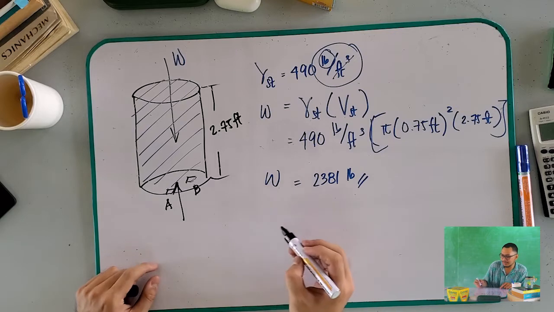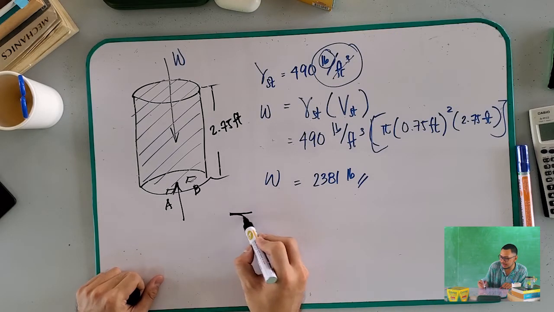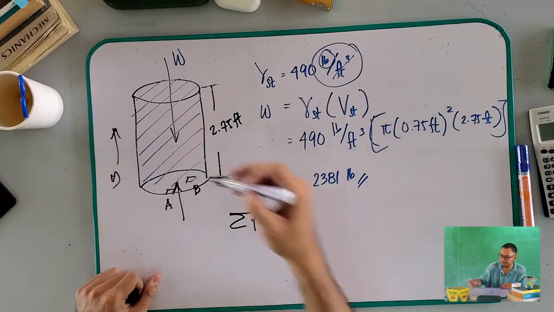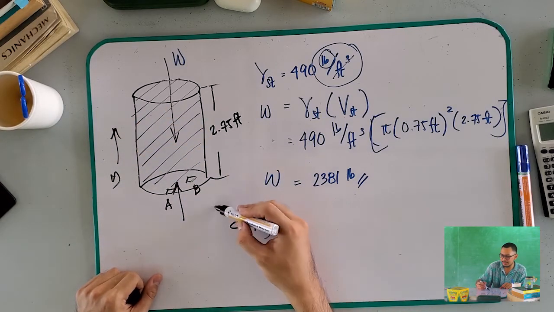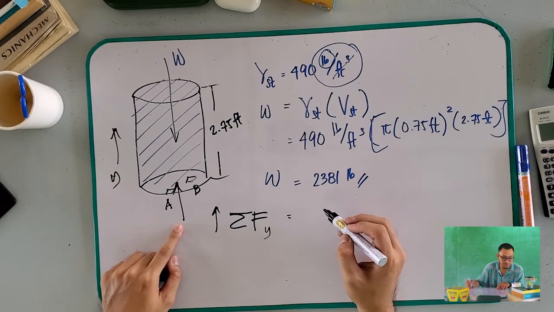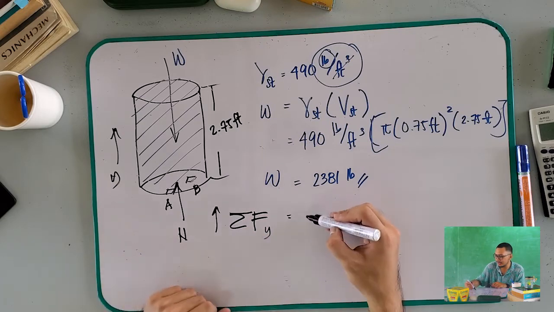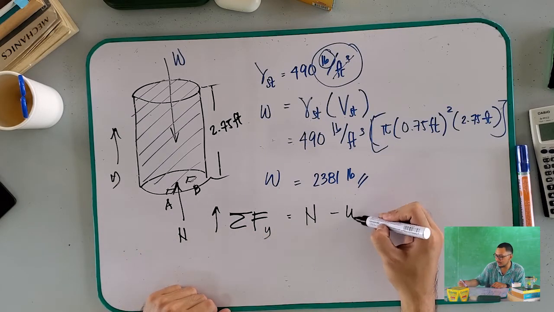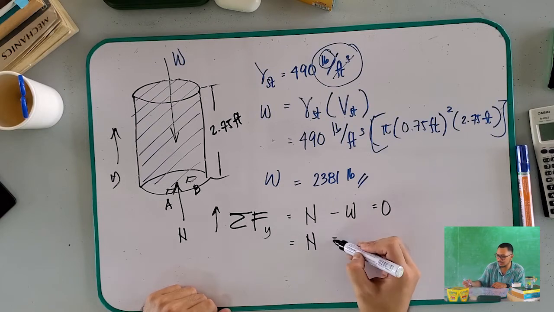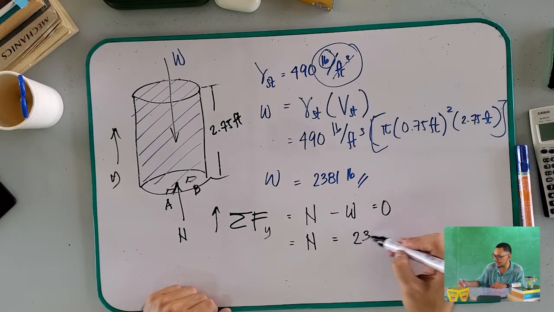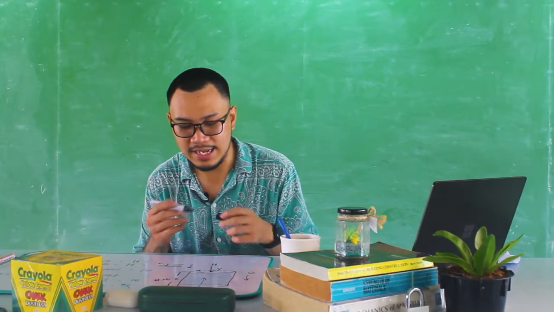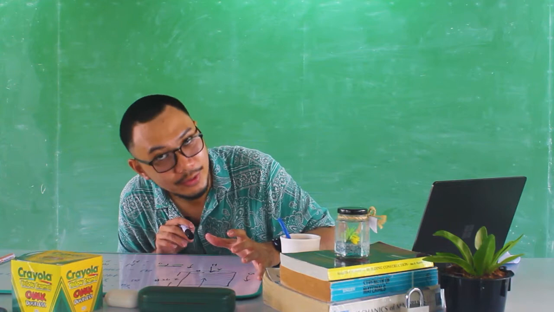And that is actually using the equilibrium equation, summation of forces along y. Along the y, going up is positive, which is equal to, let's call this portion N. N minus W is equal to 0. So your N is basically equal to 2,381 pounds as well. So, this is in equilibrium.